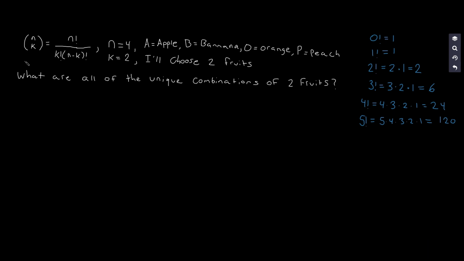Well, let's use this formula. So our n is 4 and our k is 2. So now we have 4 fruits and we're choosing 2. 4 choose 2. And so we're going to apply this to our formula here. 4 factorial over k factorial, k is 2, so 2 factorial times 4 minus 2 quantity factorial.